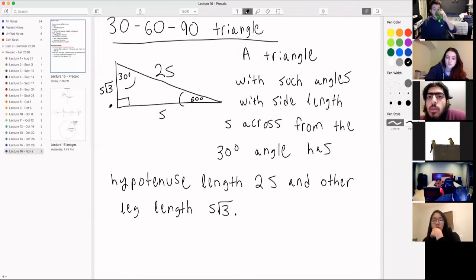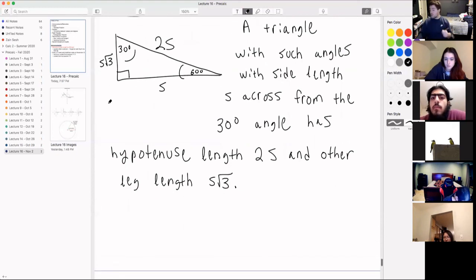Is that just only with the 30, 60, 90 triangles? Yes, very special case. Then you have this relationship. If this is S, then this hypotenuse will be twice S, 2S, and this will be S times root 3. So if S was 1, for instance, this would be length 2, and this would be length root 3. Okay, so we're in very good shape.